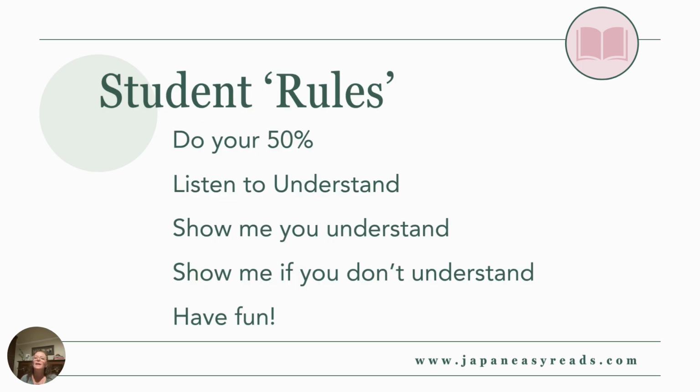You might say, we're going to create our own story together. We want it to be a really, really interesting story. And to do that, we all need to do the following. So we need to do our 50%. What that means is I will do my 50% and meet my rules, and you need to do your 50%. So what your 50% looks like is that you have to listen to get meaning of the story. You must follow along. You need to show me that you get it.